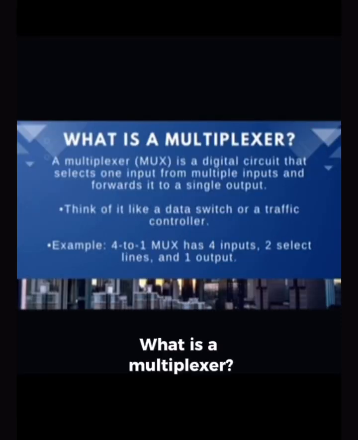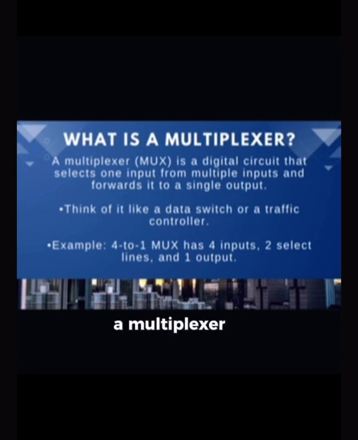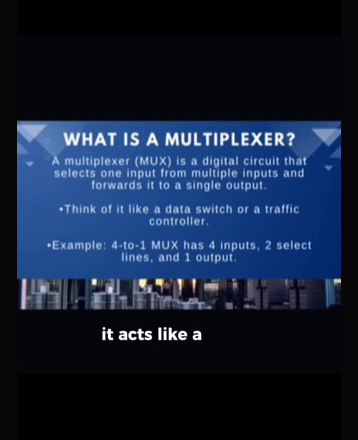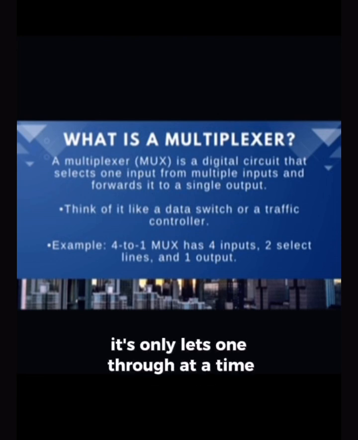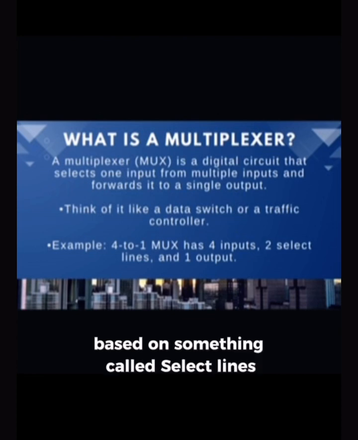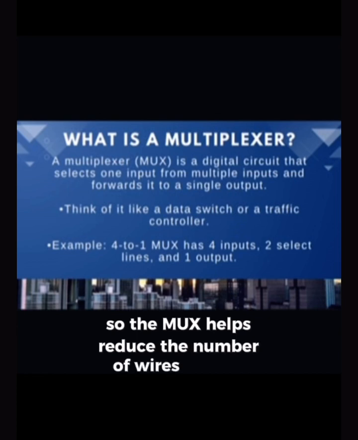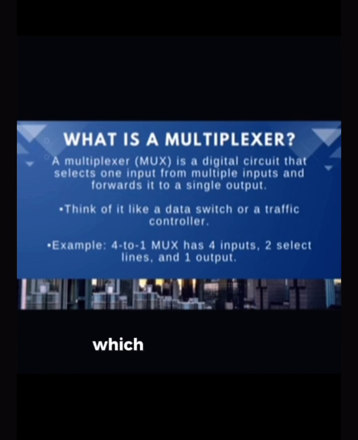What is a multiplexer? A multiplexer is basically a device that takes multiple input signals and selects just one of them to send to the output. It acts like a smart selector or a digital switch. Instead of all the inputs going through at once, it only lets one through at a time based on something called select lines. So, the MUX helps reduce the number of wires or data paths we need, which makes circuits more efficient.